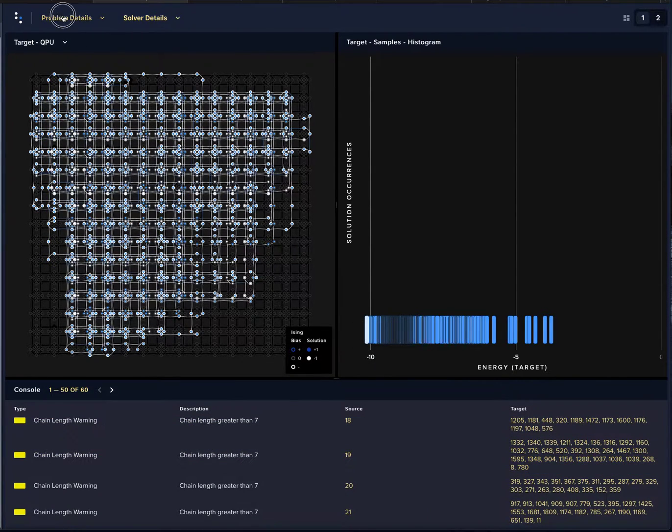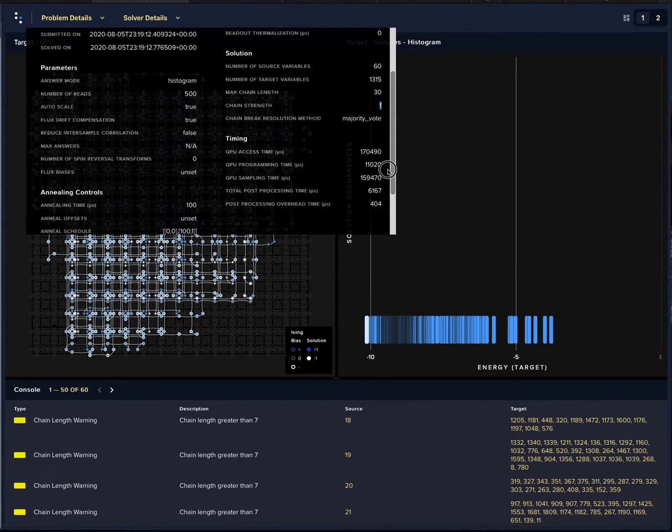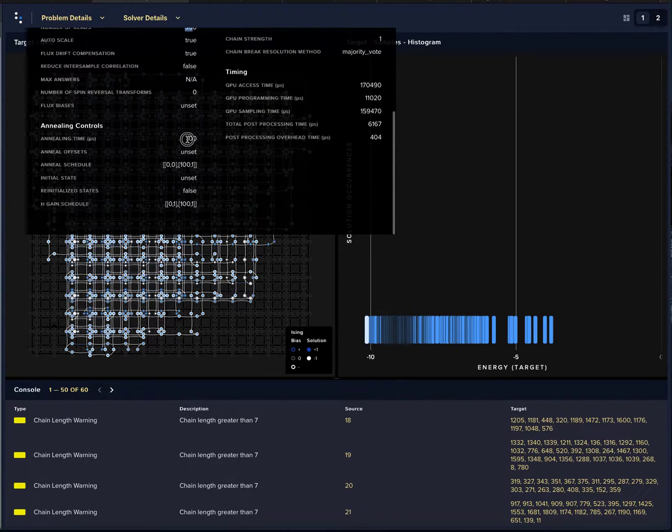So let's take a look. What kind of problem did we feed it here? So post-processing still off, still the 60 variables, 30 max chain length. We set the chain strength to 1. This time we ran 500 reads. So we let it have 500 rolls of the dice, and the annealing time was 100. 100 is pretty high for us. It's 5 times the default of 20. And so we let this one have lots of time to settle in and look for answers.